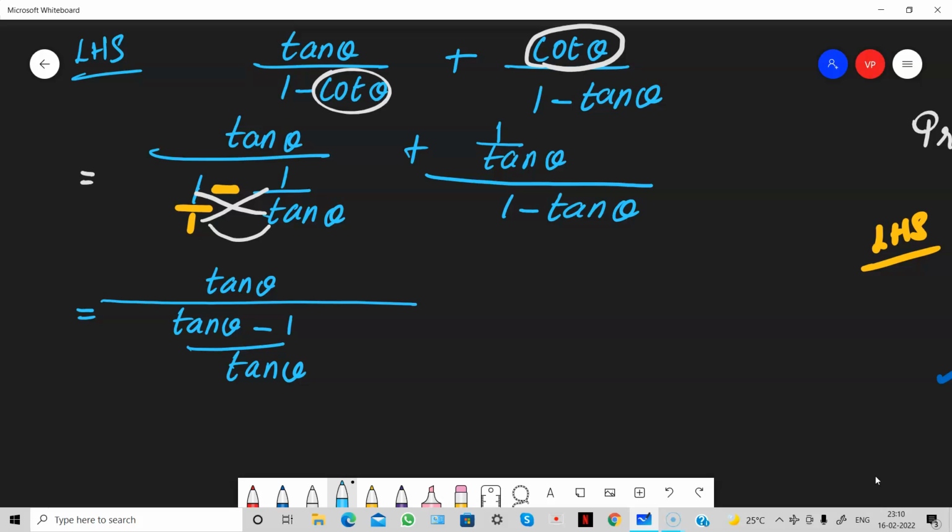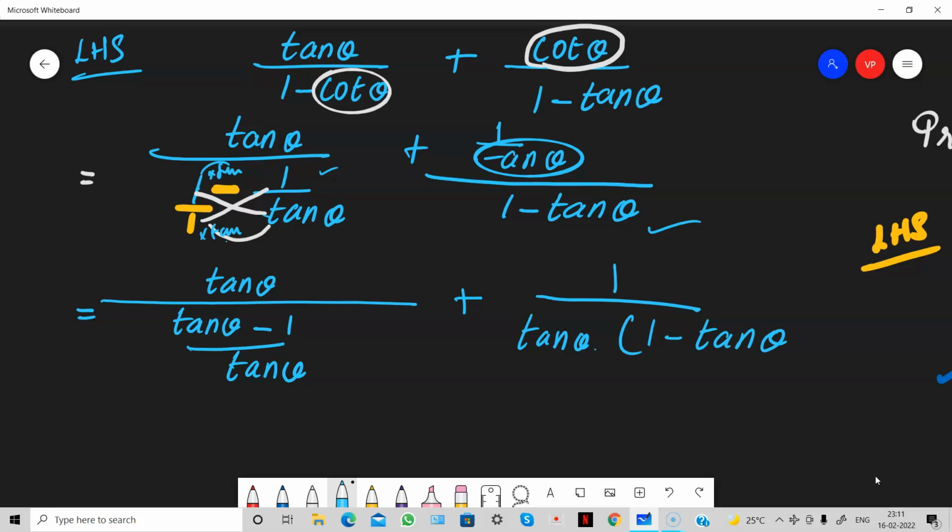Both are equal. Or else you can multiply tan theta and tan theta. If you multiply tan by tan, the numerator becomes tan minus 1 and the denominator will be equal. This is a very important first step. Plus 1 by, look at this tan theta, you can write it here and also in the denominator. What's the next step?